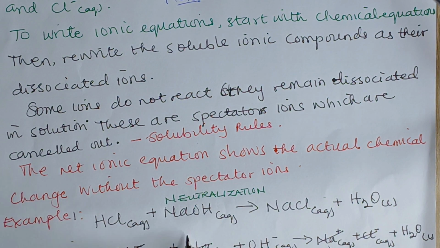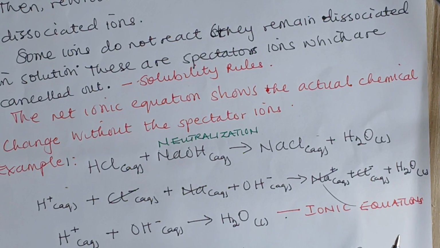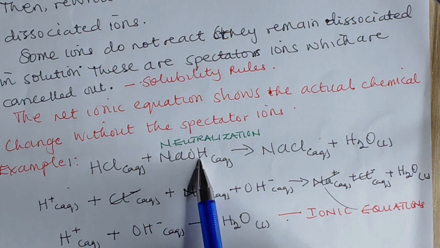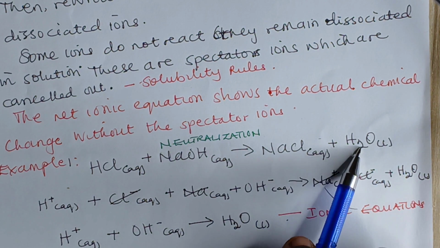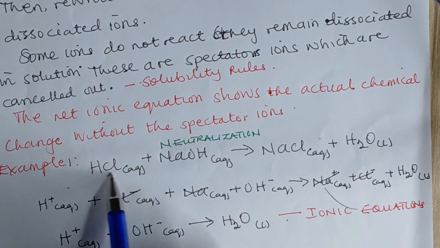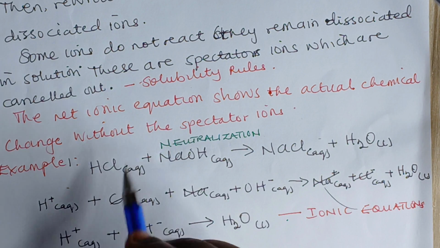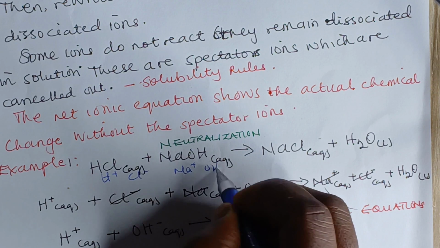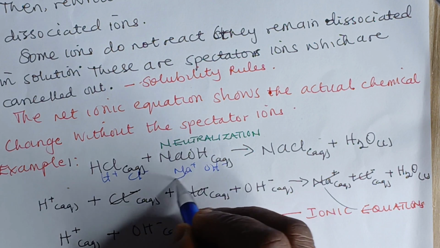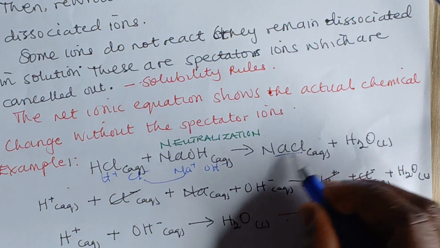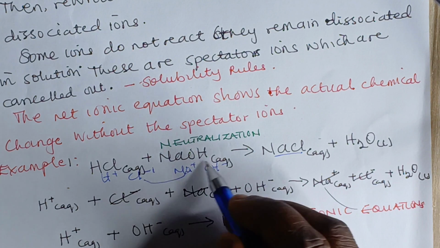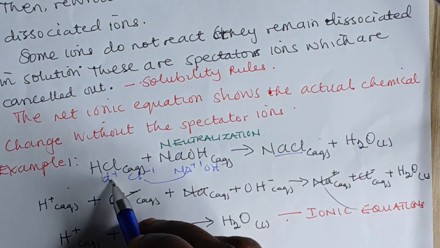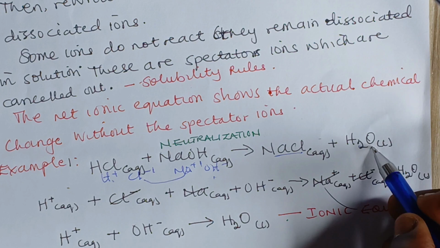So for instance, let's look at this reaction. Hydrochloric acid reacting with sodium hydroxide to give sodium chloride and water. This is a normal equation. This breaks down into H plus, chloride ion, Na plus, OH minus. Na reacts with Cl to give you NaCl. They cancel out because they carry equal numbers of charges, while H and OH react to give you water.